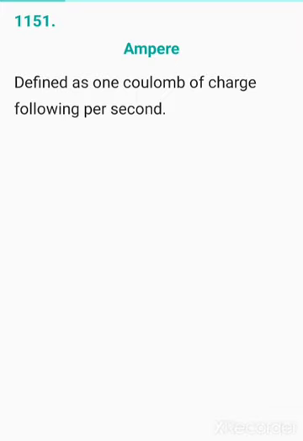Now, sometimes it may be asked what is electric current and to define its SI unit. So in this case we have to specify 1 ampere. How can we define 1 ampere? 1 coulomb of charge flowing per second. It means when 1 coulomb of charge flows in 1 second, then the electric current is said to be 1 ampere.